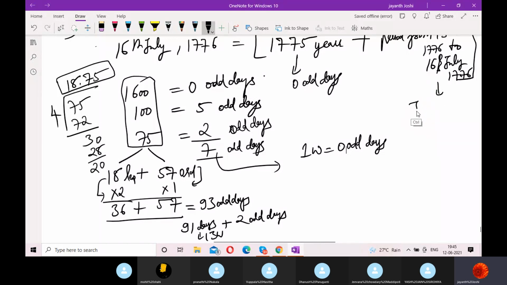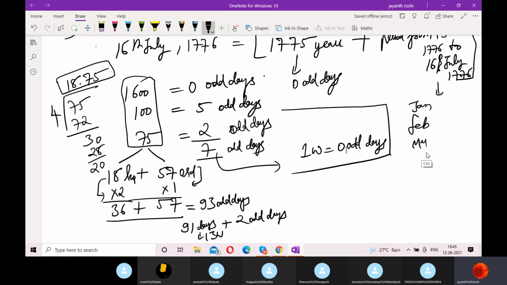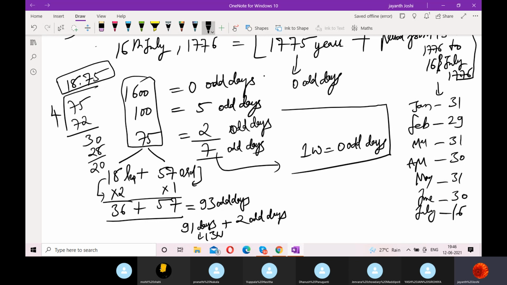So I'll take from 1st Jan. I'll just put it here like this: Feb, March, April, May, June, July. So January, and it is 1776. 1776 is divisible by 4. It's a leap year, correct? So 31 days, and February would have how many days in a leap year? 29 days. Then 31 days, 30 days, 31 days. June, how many days? 30 days, and this is 16 July.